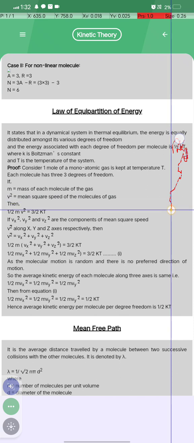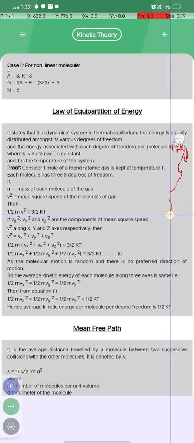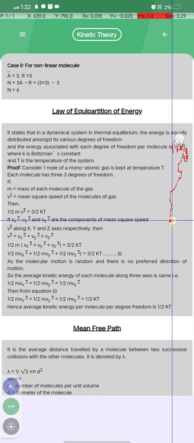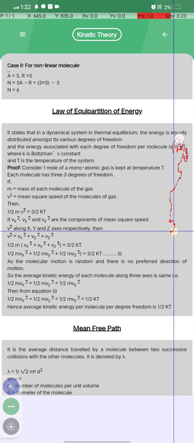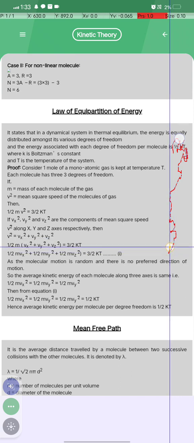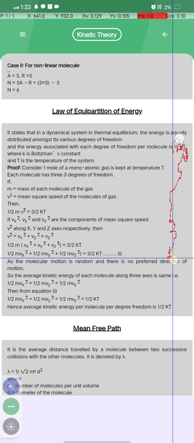Let m be the mass of each molecule of the gas and v squared the mean square speed of the gas molecules. Then half m v squared is equal to 3 by 2 kT, and vx squared, vy squared and vz squared are the components of the mean square speed v squared along the x, y and z axes respectively. Then v squared is equal to vx squared plus vy squared plus vz squared, so half m vx squared plus half m vy squared plus half m vz squared is equal to 3 by 2 kT.